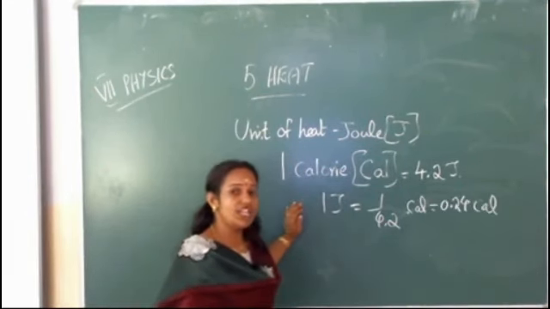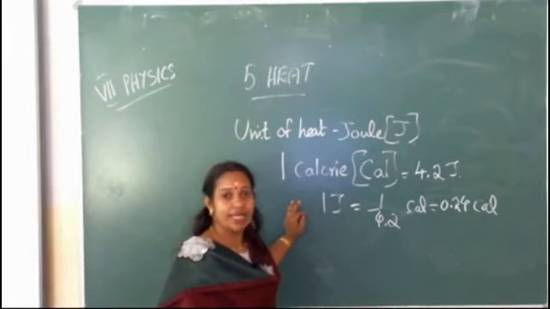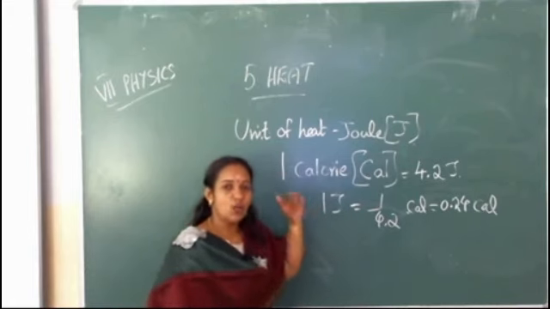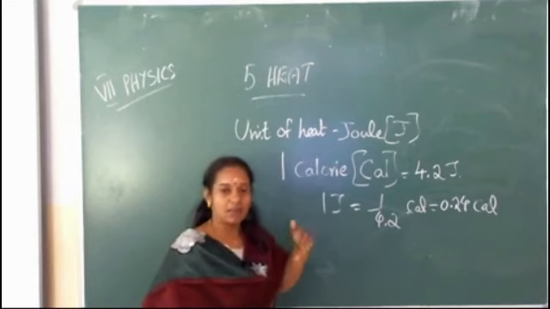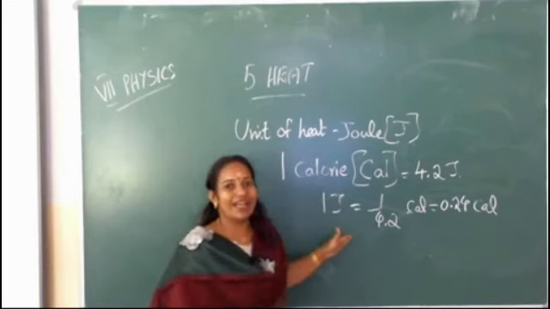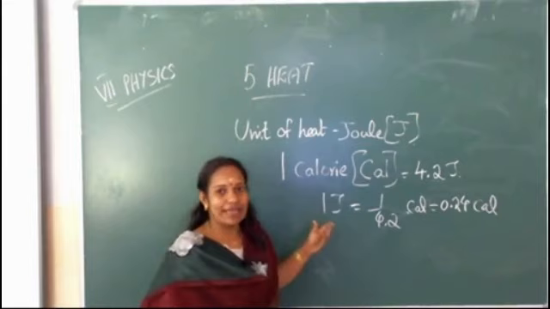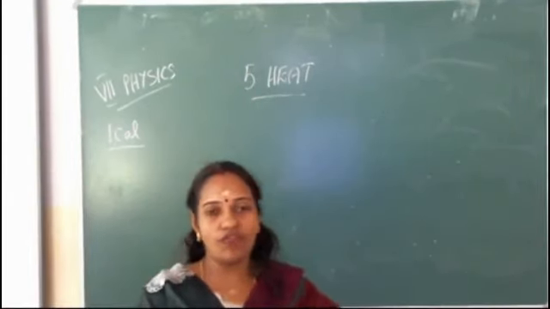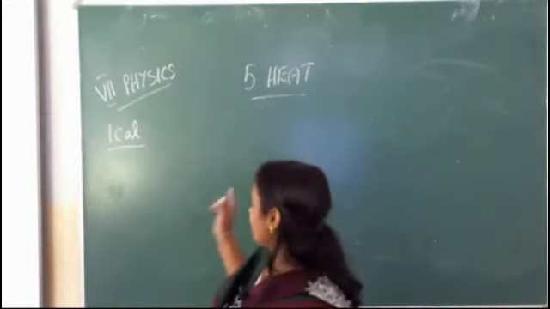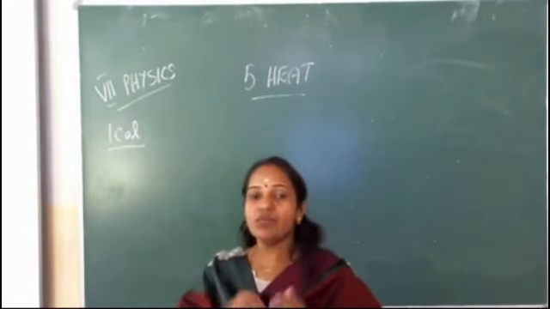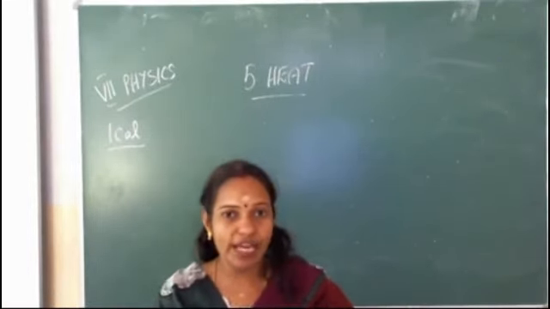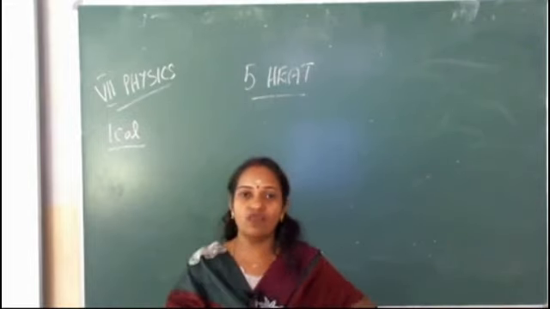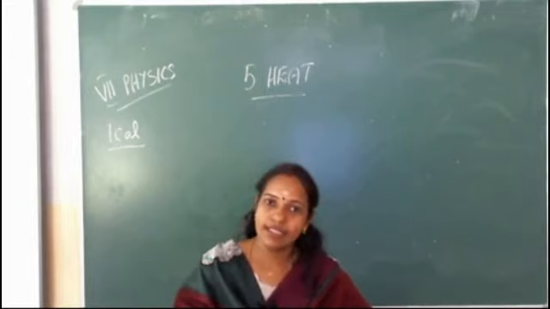Then what about the relation between kilocalorie and calorie? We know that 1 kilometer is 1000 meter, 1 kg is 1000 gram. Like that, 1 kilocalorie is equal to 1000 calorie. Then what is the definition of 1 calorie? 1 calorie is the amount of energy required for raising the temperature of 1 gram of water by 1 degree Celsius.